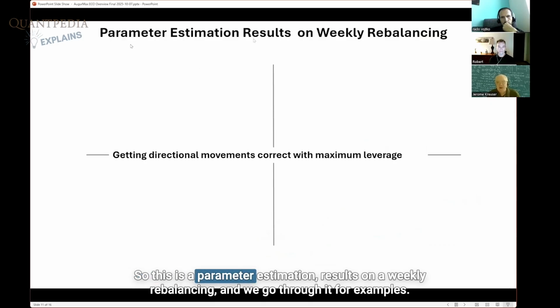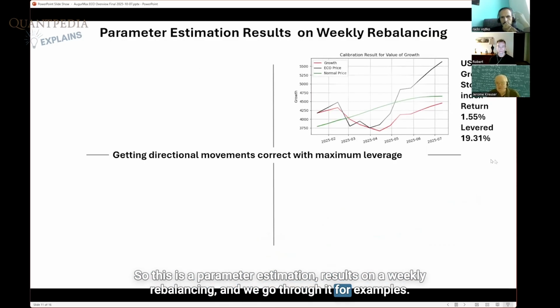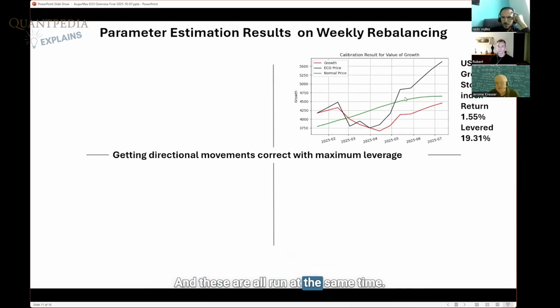So this is the parameter estimation results on a weekly rebalancing. And we go through 4 examples. And these are all run at the same time. This is a calibration result for the U.S. growth stock. And notice here, okay, it's not doing so well all the time. Picks up in the end. Okay, well, we hope going forward that this is what it's going to be.